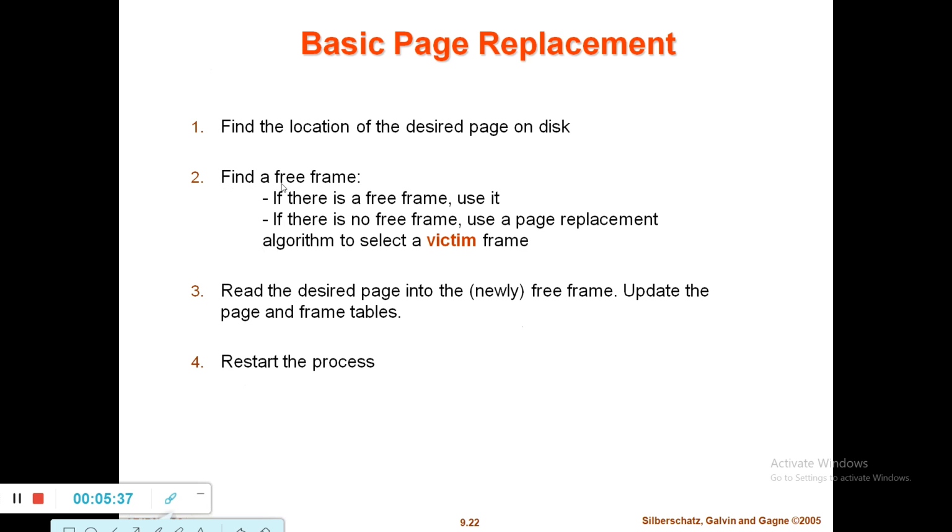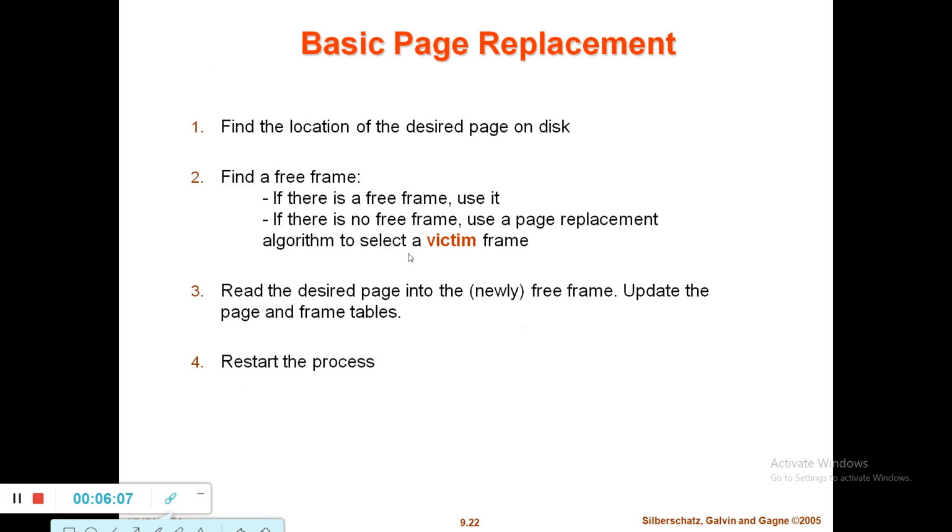Then you find a free frame. Once the page is located, you have to find a free frame. If there is a free frame, use it, meaning if there is a free frame in the physical memory, the located page is loaded into the memory. If there is no free frame, then what are we going to do? Use a page replacement algorithm to select a victim frame to make free.